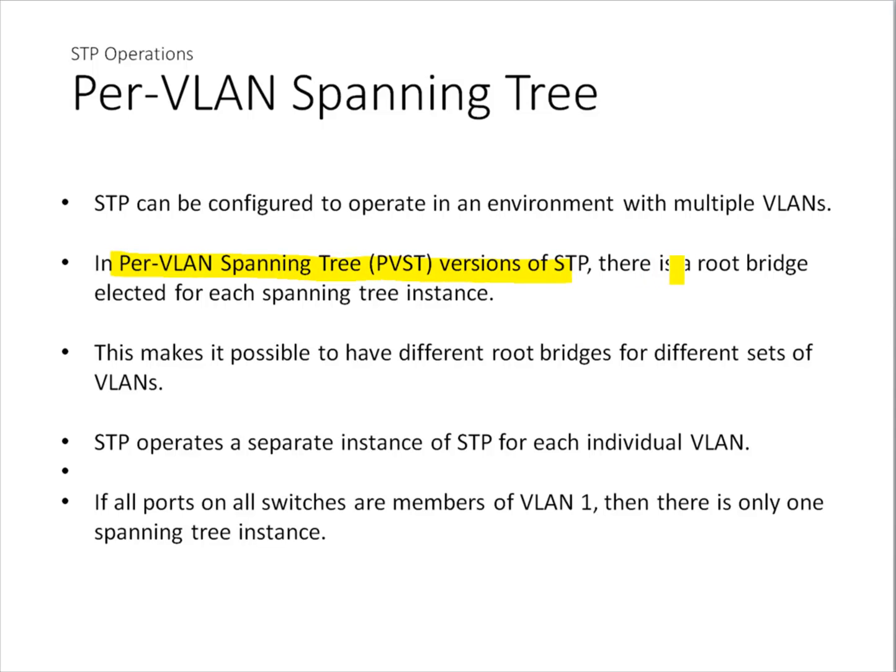There is a root bridge elected for the spanning tree instances. That means it is possible to have different root bridges for different sets of VLANs. So in every VLAN there will be a root bridge running. STP operates on separate instances of STP for each individual VLAN. Then if all the ports are in VLAN 1, there is only one.